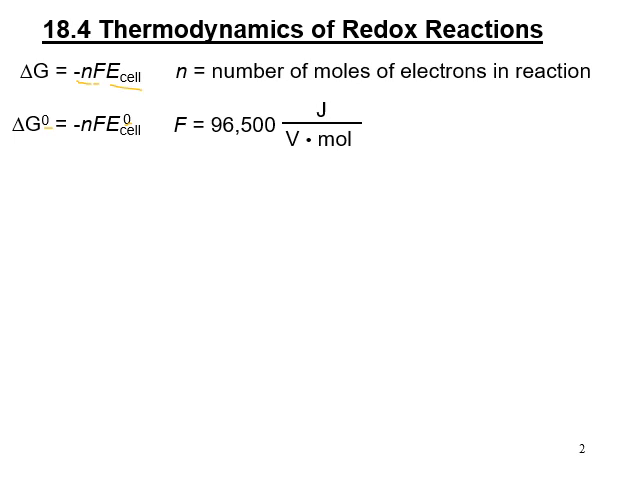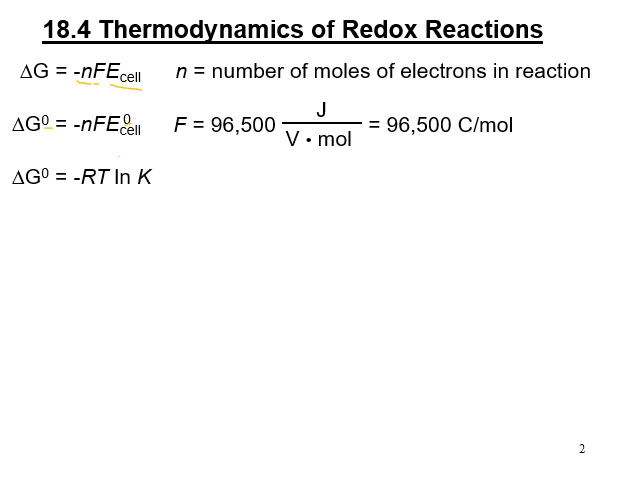N again is number of moles of electrons. F is Faraday's constant, which is the amount of work that can be done by 1 mole of electrons as it runs through a circuit. And that's in coulombs per mole of electrons transferred.